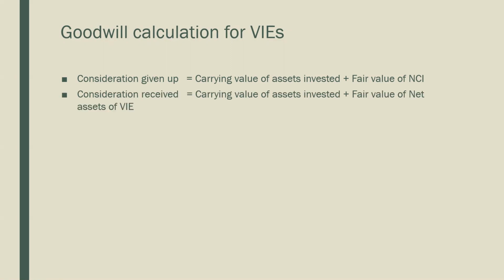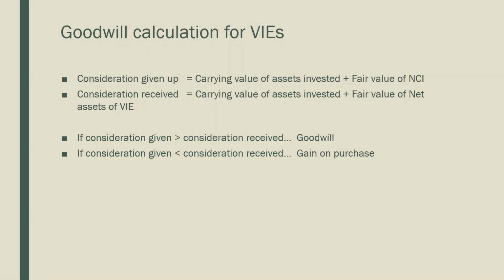For variable interest entities, goodwill is calculated by looking at the consideration given up by the sponsor, which is essentially the carrying value of assets invested plus the negotiated fair value of non-controlling interest, and the consideration received, which is the carrying value of assets invested plus the fair value of net assets of the variable interest entity. If the consideration given is greater than the consideration received, the difference is goodwill. If the consideration given is lower than the consideration received, that would be a gain on purchase or gain on acquisition. And if the two amounts are equal to each other, then there will be no goodwill or gain.